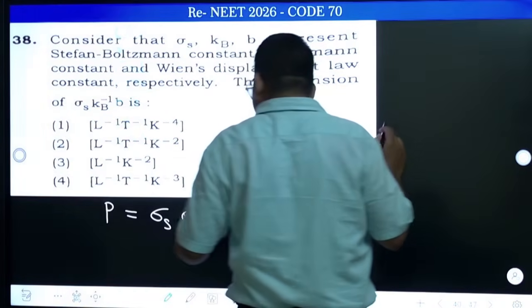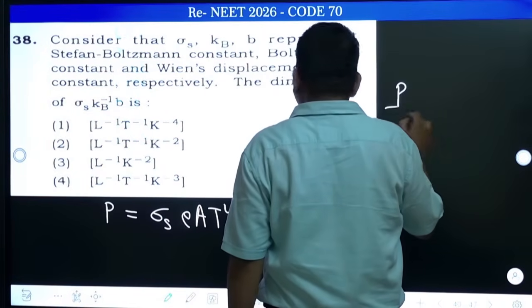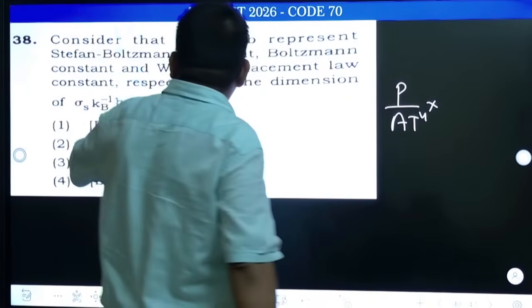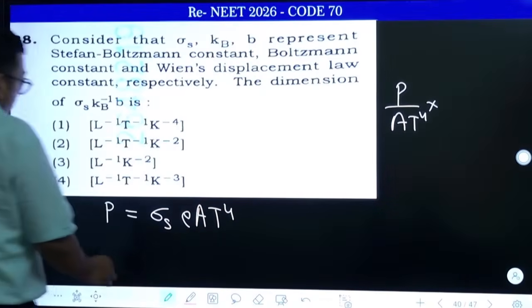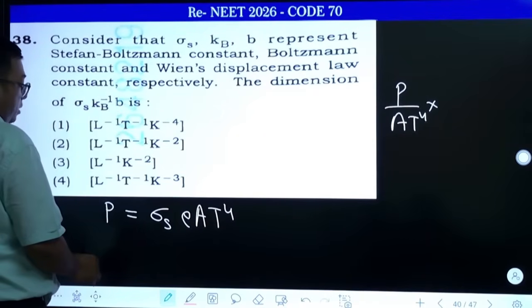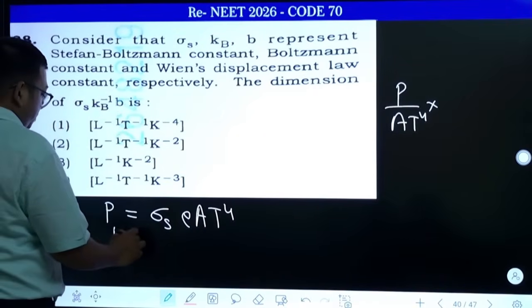So E is anyway 1. So power by area equals T power 4 multiplied by KB. What is KB? This is power, okay? You should not get confused with pressure. Let's write pressure as small p.